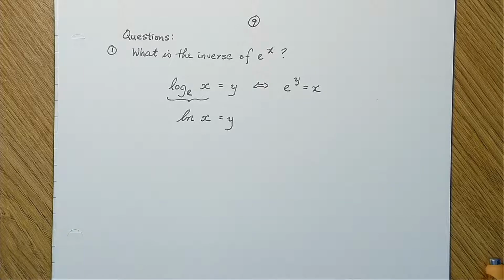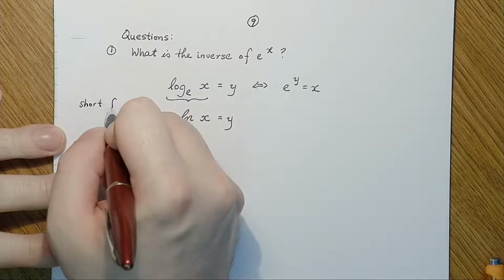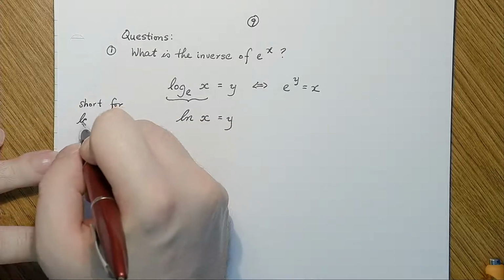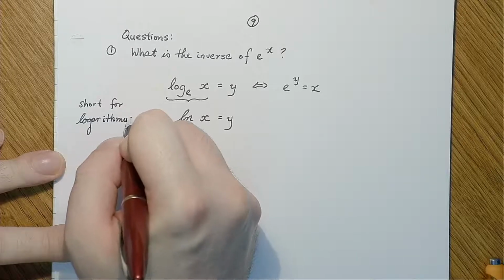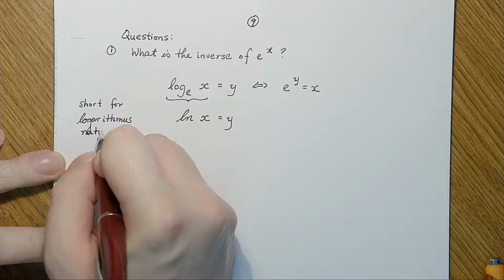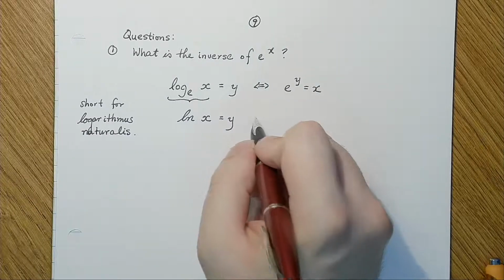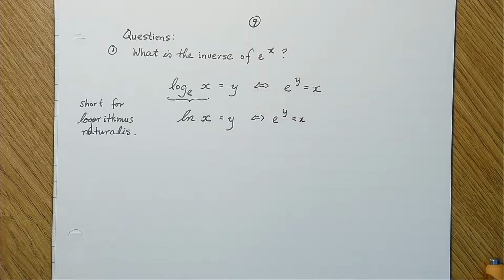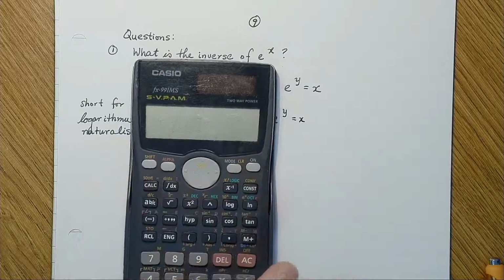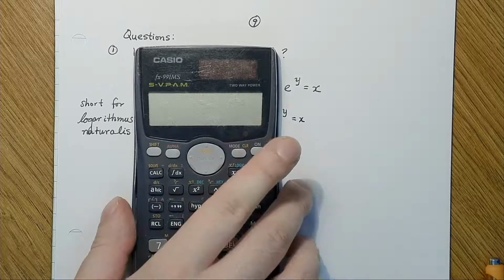People are kind of going, why is it ln? It's short for, it's from Latin, so it's logarithmus naturalis. And so that's what we'll use, ln. And it is common on most calculators. If you have a calculator, there will be ln right there, and there's log. And the log is usually to the base 10. Usually.